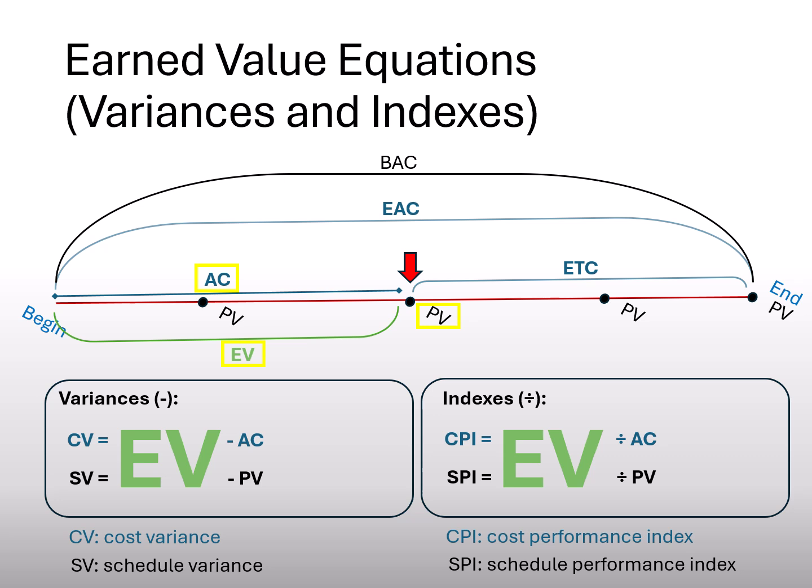To interpret the result of these variances, when this is negative, we should be concerned, because we are spending more than we earn or we are behind the schedule. Similar for the indices. When the quotient is smaller than 1, it means that we should check what is happening in terms of cost or schedule.